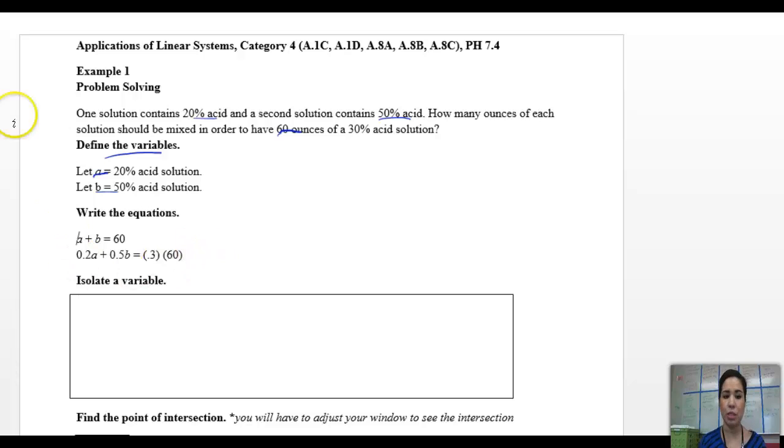So we set it up like this, with percent. 20% can be written as 0.2. So 20% of whatever amount I have of A, and then 50% of whatever I have of B. If I add those two, I get the percent combined of how much acid they have. So those added together are going to equal, and now we want 30%.